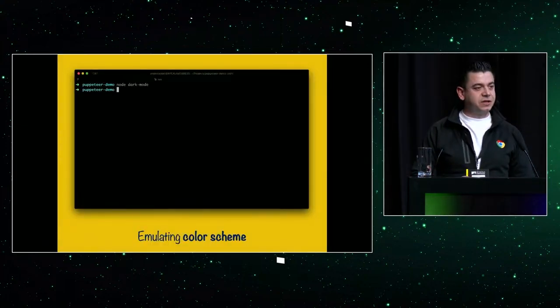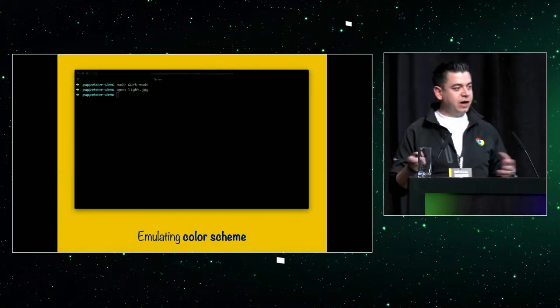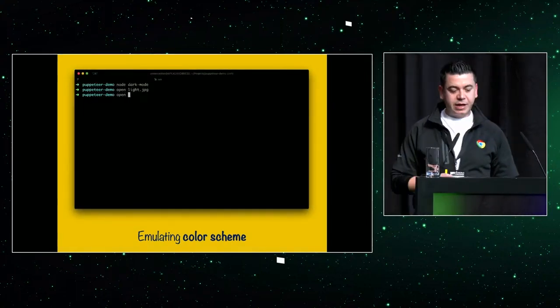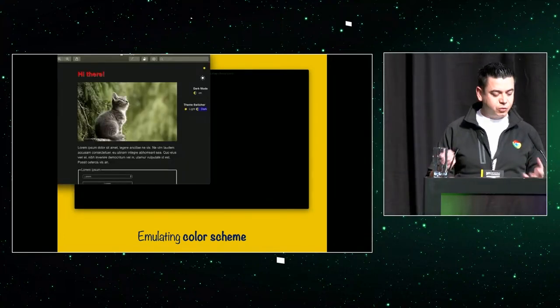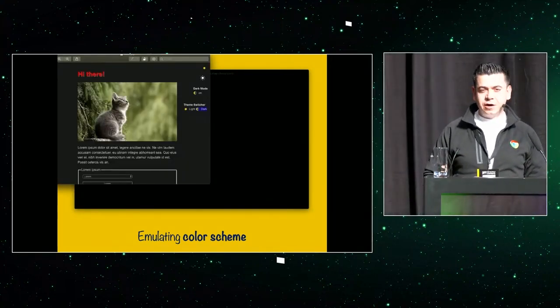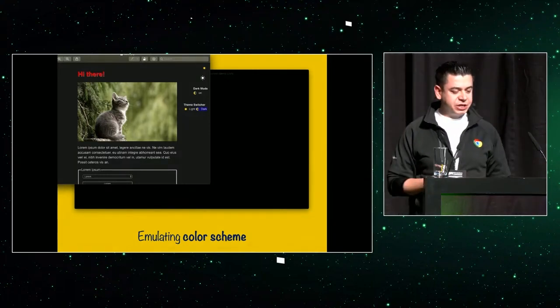First, I would like to start with emulating the color scheme. I'm a fan of dark mode. All my IDEs are in dark mode. And whenever I develop an app, I also would like to have a dark mode feature on it. And how do you test dark mode feature? You need to take a snapshot of the page and do a visual regression.